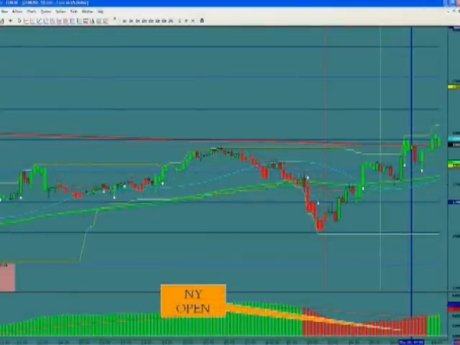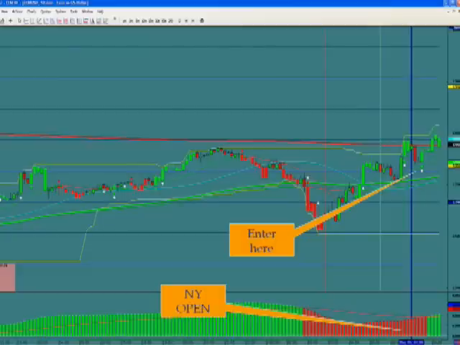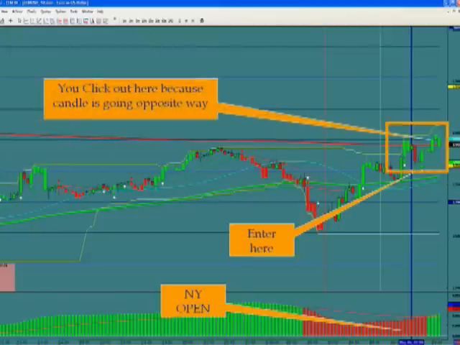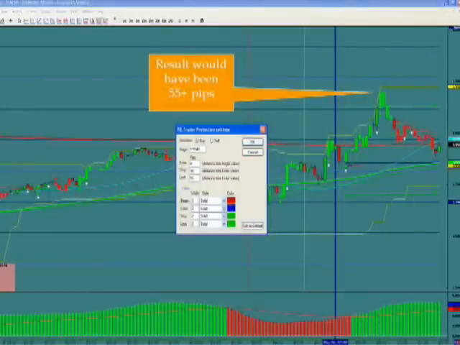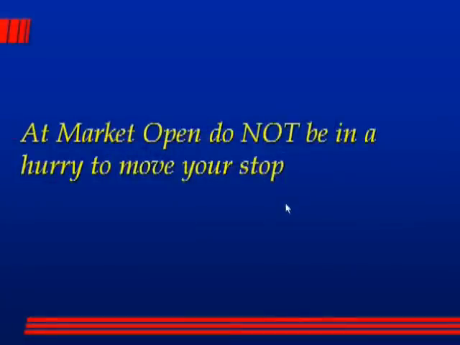So here's a trade right here. Here's the New York Open. So our first trade is right here. We get an arrow and a painted candle up. Okay? You click out here. Why? Because the candle's going the opposite way and I'm scared. The result would have been 55 plus pips. So always use the PAT projector so that you can stay in for 55 pips. Even though it pulled back right here a little ways, it went ahead and took out the target.